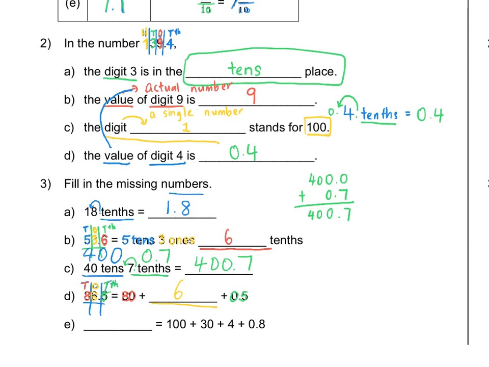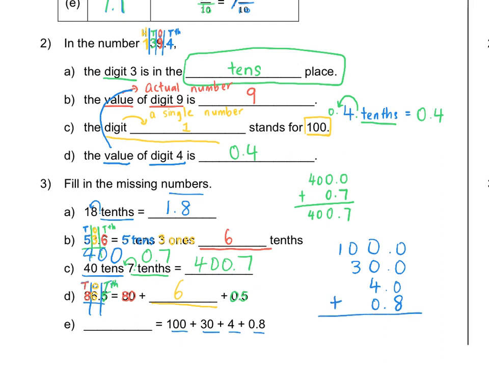Last question, question 3E. Add these four numbers together to find out the final answer. So we're going to do our working at the side. 100 plus 30 plus 4 plus 0.8. So write in all the 0.0. 100 is equal to 100.0. 30 is equal to 30.0. 4 is equal to 4.0. Align, make sure they are aligned neatly in the correct columns.